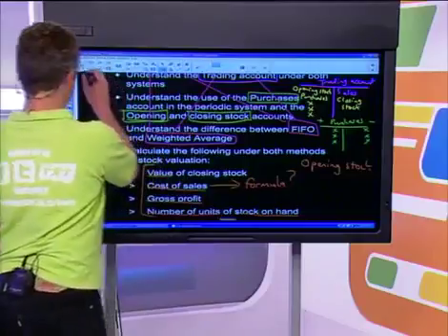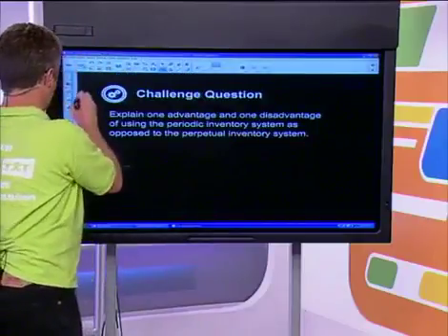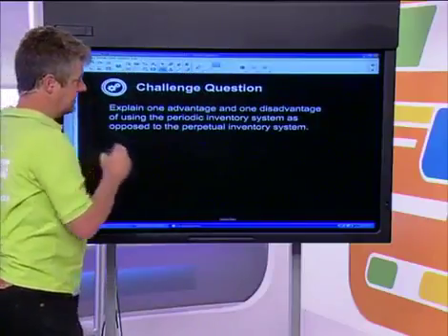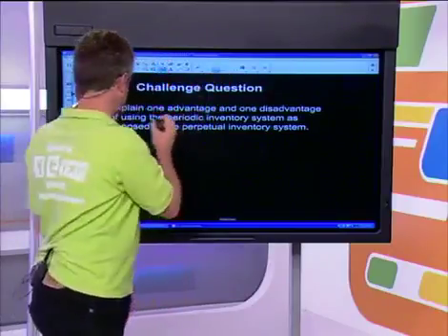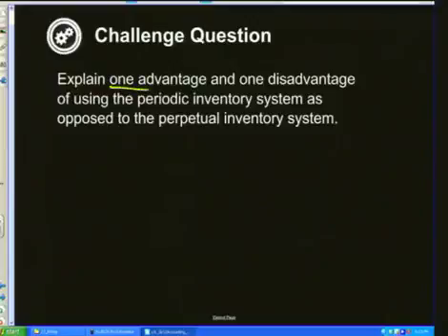So without any further ado now, I've revised what we need to know in this section. Please see if you can answer our challenge question. So first of all, see if you can explain to us one advantage and one disadvantage of using the periodic inventory system as opposed to the perpetual inventory system.